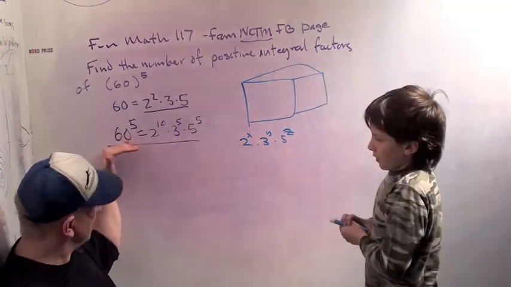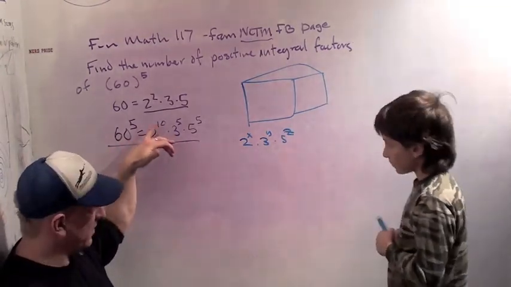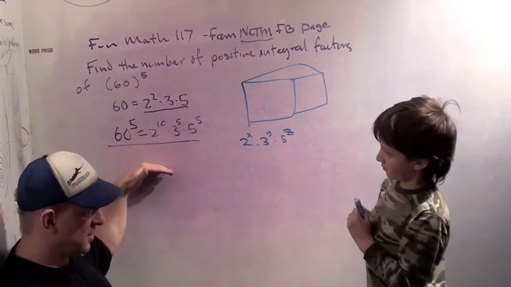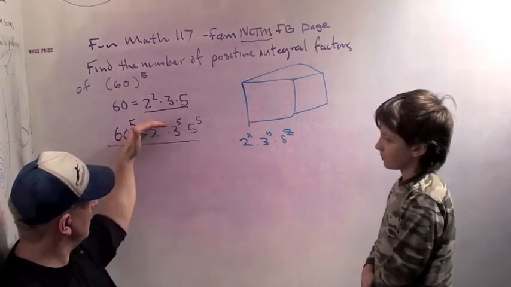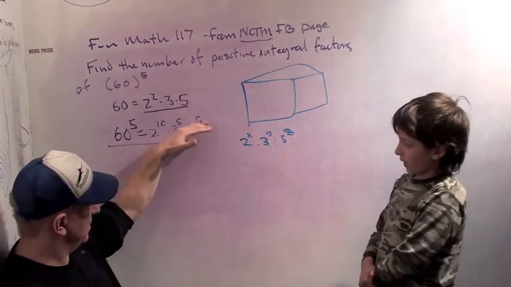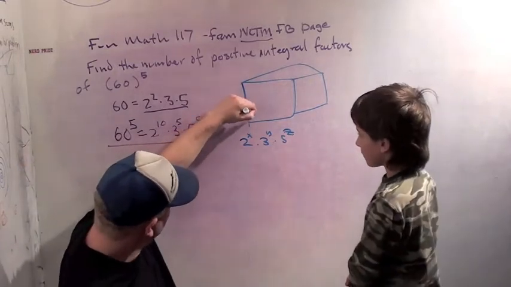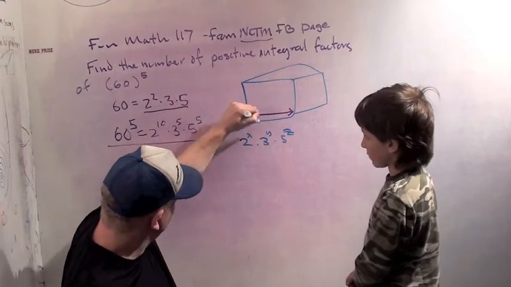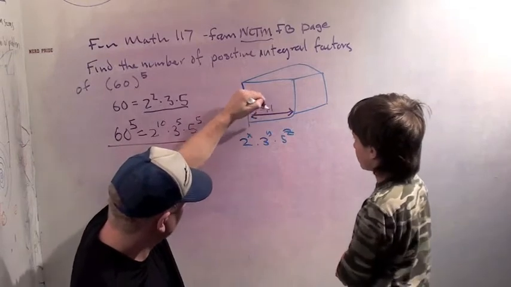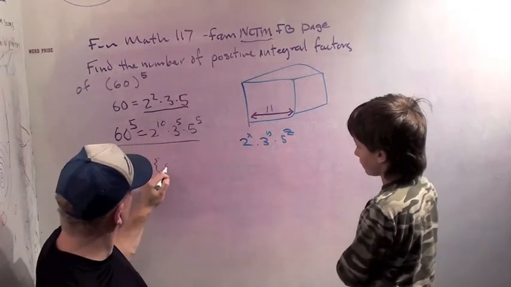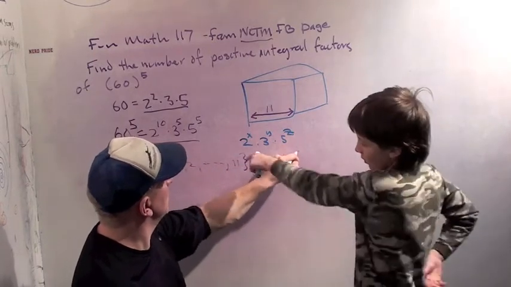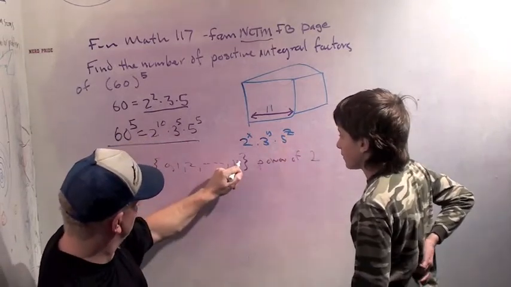So the divisors of 60 to the 5th all have a 2 to some power. What can that power range from? It can range from 0 to 10. It can be 2 to the 0, which is just 1, up to 2 to the 10th. What can the powers of 3 range from? 0 to 5. And the powers of 5? 0 to 5. So how many choices do we have for our powers of 2? It's got 11. It can start at 0 and go up to 10, so 11 choices.